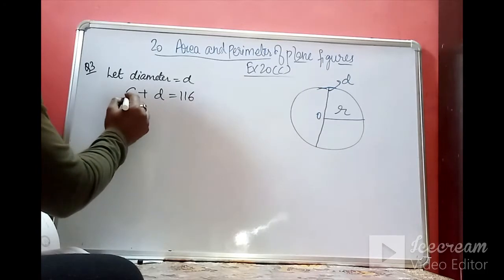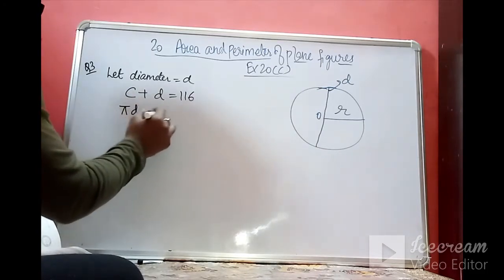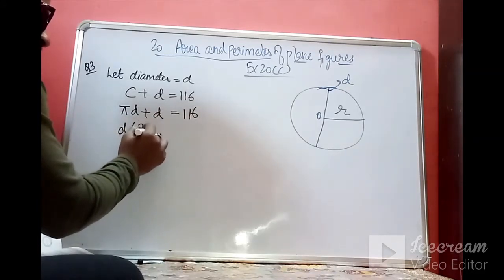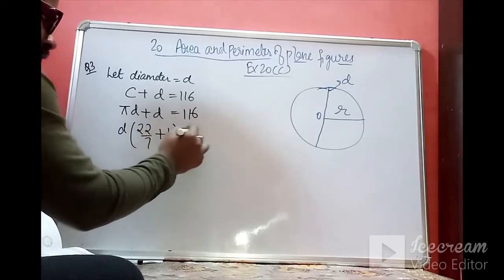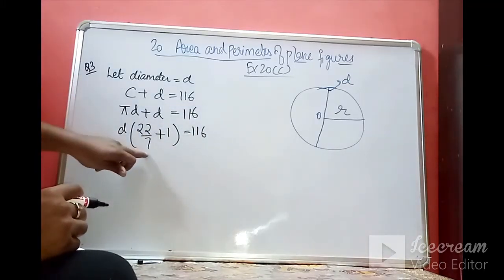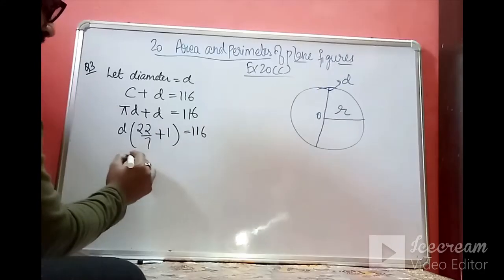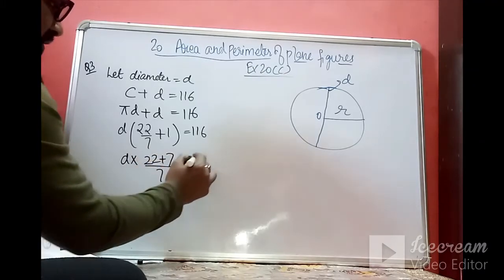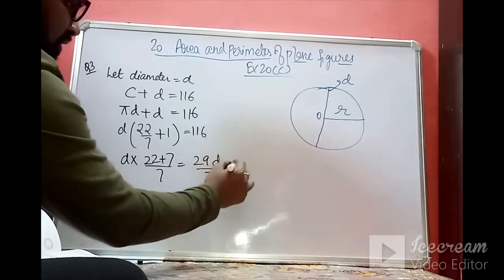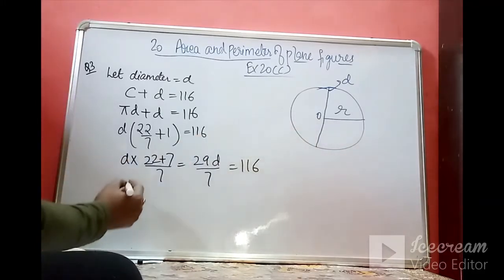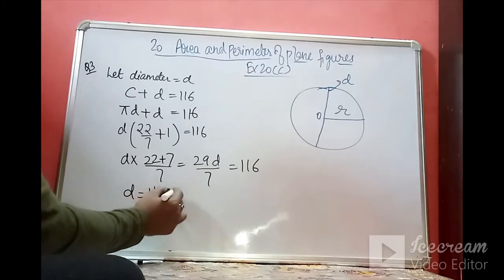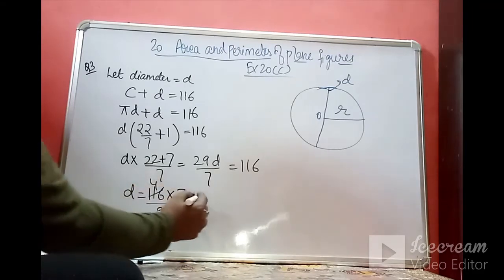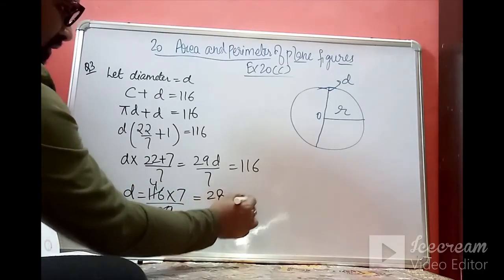Now we will put the value. In place of c, I will put pi into d, plus d. Then I will take d as common, and in the bracket I will have 22 by 7 plus 1 equal to 116. I am taking pi as 22 by 7. When we solve and take the LCM, what we will get? We will get 22 plus 7, that is 29d upon 7 equal to 116. So what will be our diameter? 116 into 7 upon 29. It will go 4 times. So my diameter is 28 centimeter.